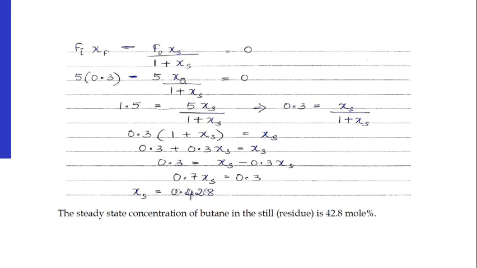So substitute here. At this point, remember, xs is unknown and it's called the steady state solution. So simplify this algebraic equation. When you simplify it, xs will be equal to 0.428. So this is the method how you can solve it algebraically. Simplifying the terms on both sides, xs will be equal to 0.428, and you see that the residual concentration will be 42.8 mole percent.